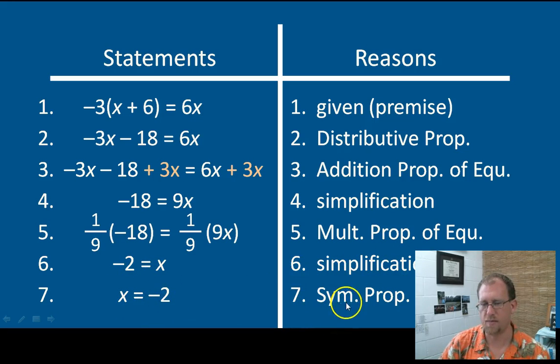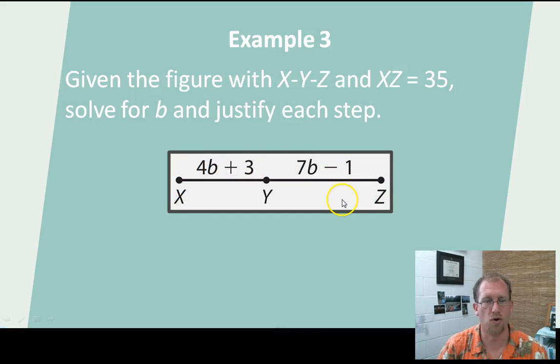X equals negative 2, symmetric property of equality. I flip it around so that it's more logical. X equals negative 2 instead of negative 2 equals x. So every little thing is shown, and why I can do that is delineated. Okay, and this is a proof. And you will do these kinds of things a whole bunch. Let's look at one more example.